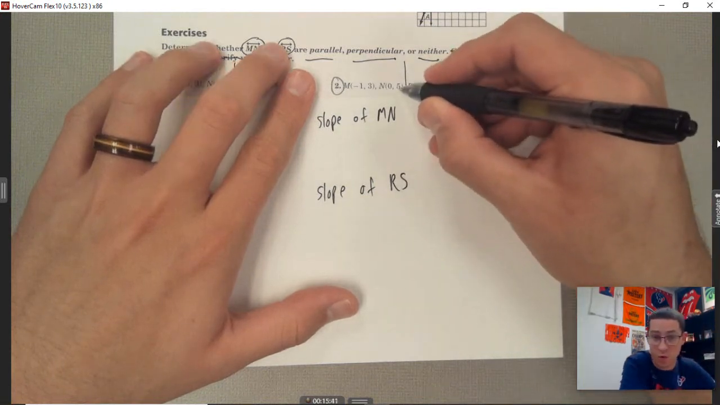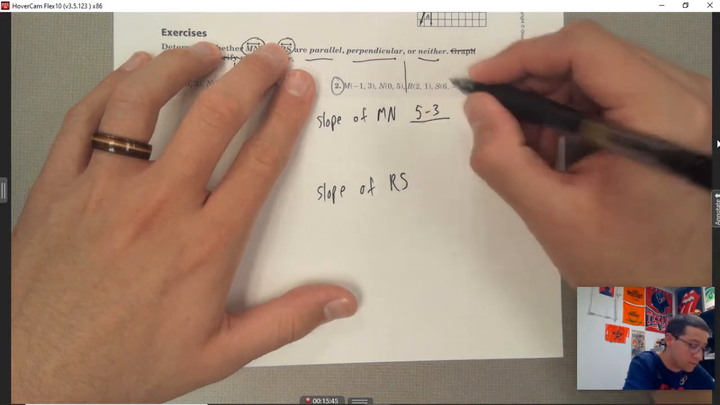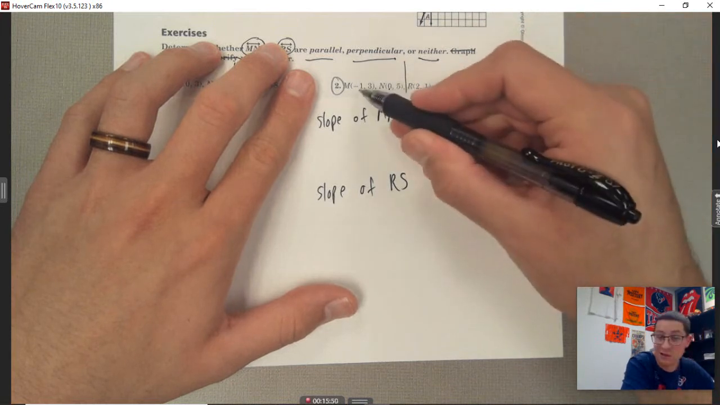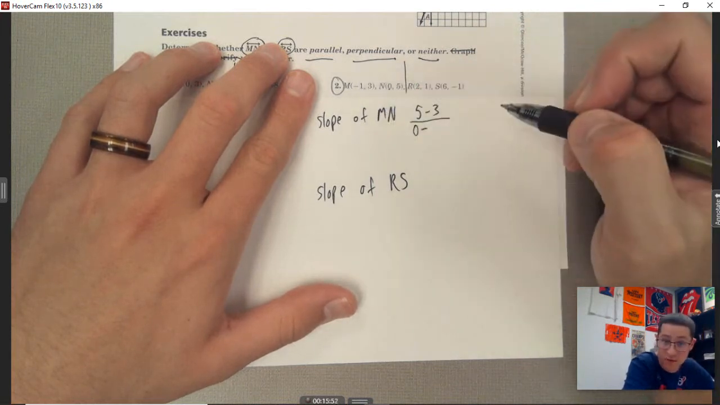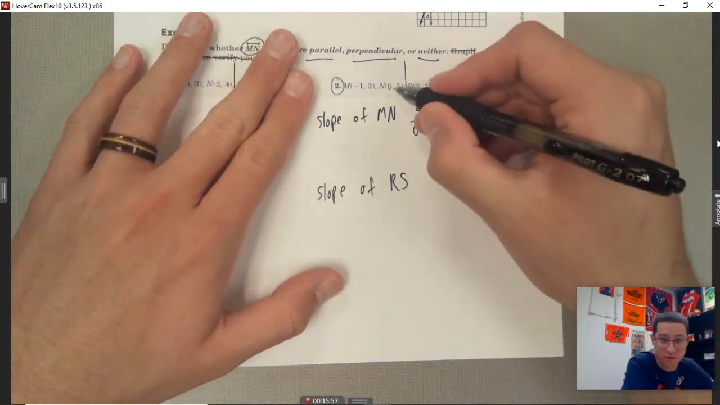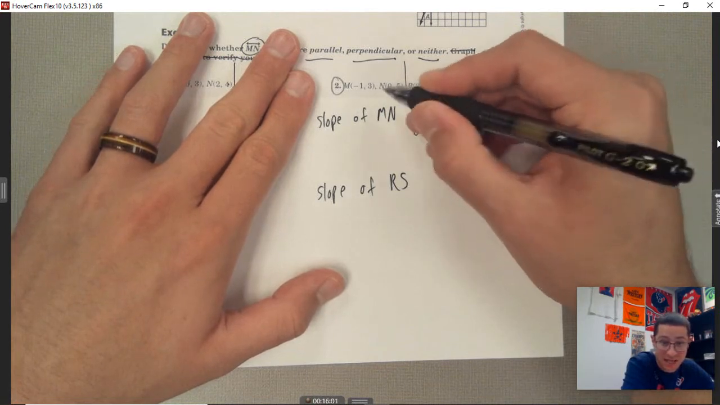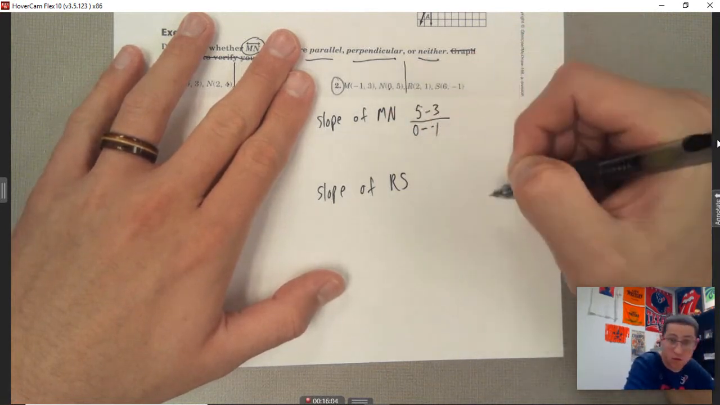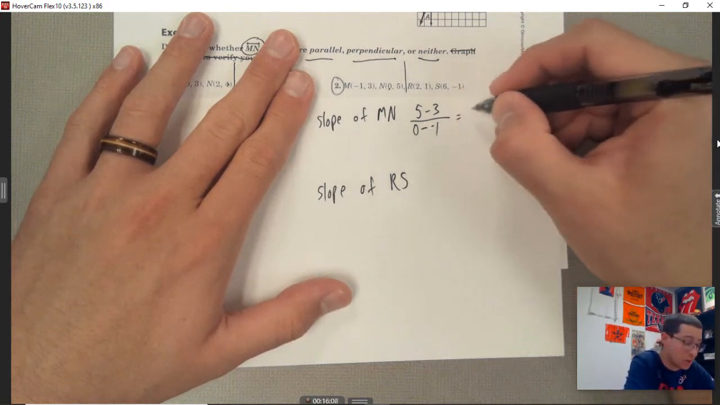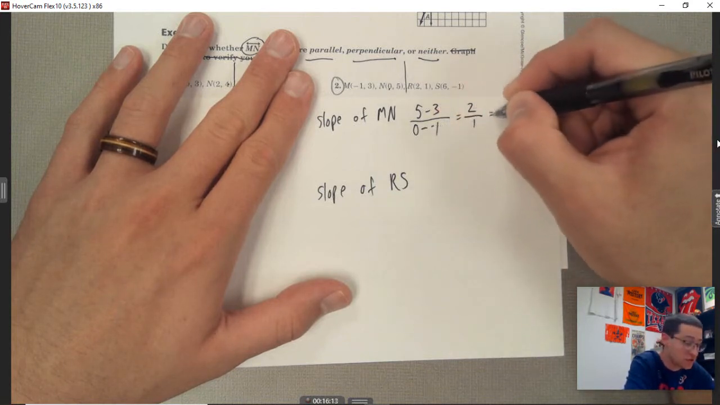Slope of MN. y2 minus y1, 5 minus 3, over x2, 0, minus negative 1. Okay, careful. When we subtract a negative number, you've got to be very careful. So we've got 0 minus, because that's my formula, minus negative 1, which, don't forget, turns into a plus. So I end up with 2 over 0 plus 1. That is 2 over 1, that's 2.